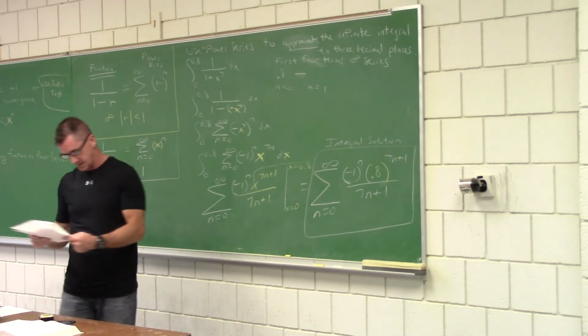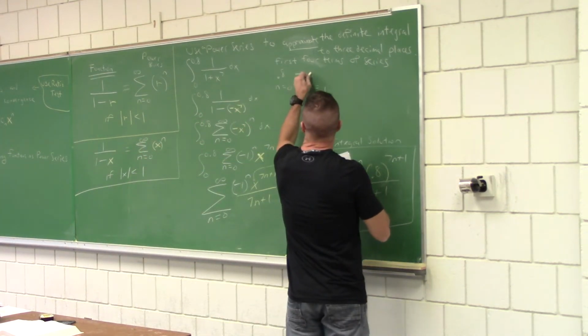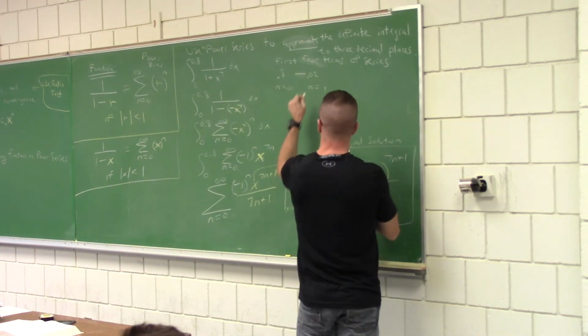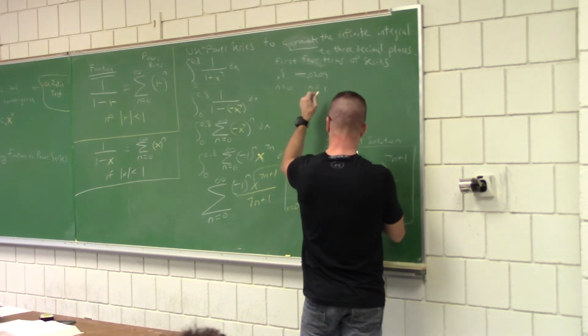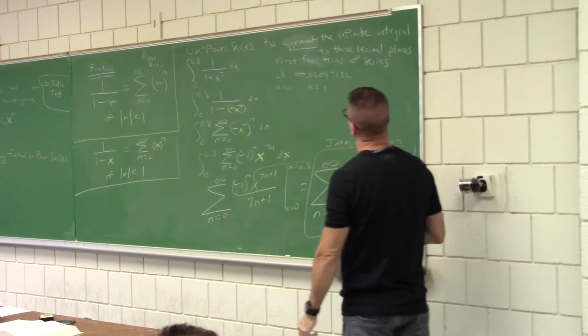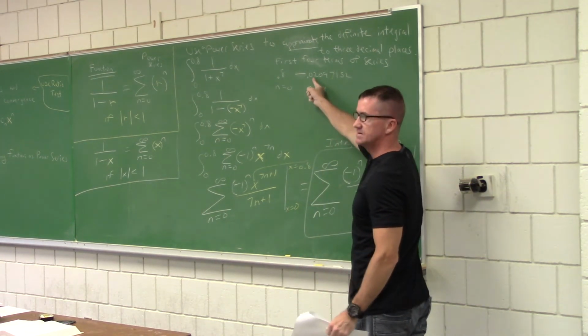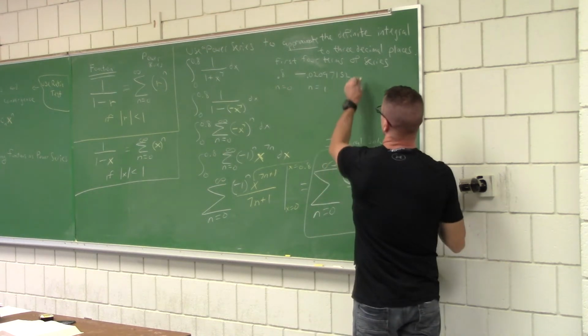I got negative 0.02, 09, 7152. I need 3 decimal places. That's not going to cut it, is it? Let's go to the next term.